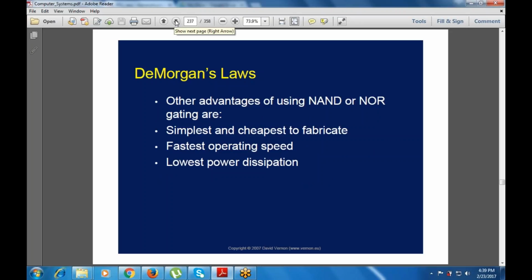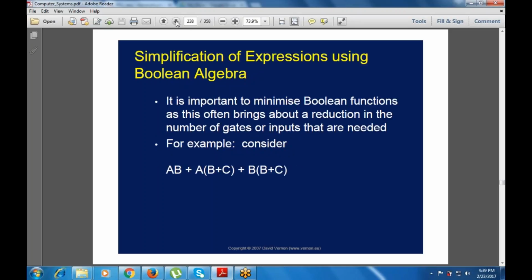Then there is the fastest operating speed. The speed of these gates, the NAND and the NOR, is very high. Then the lowest power dissipation. That means there is very little power dissipation, a very small loss of power.